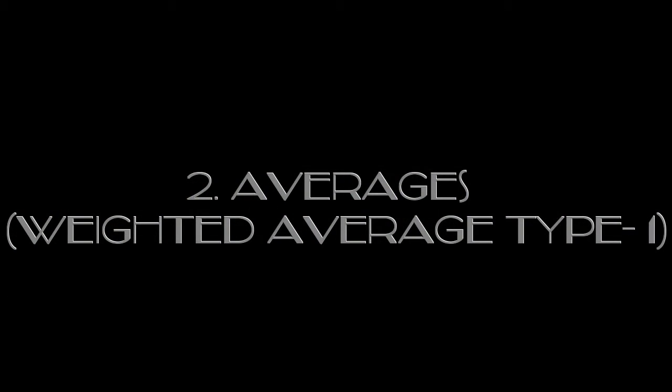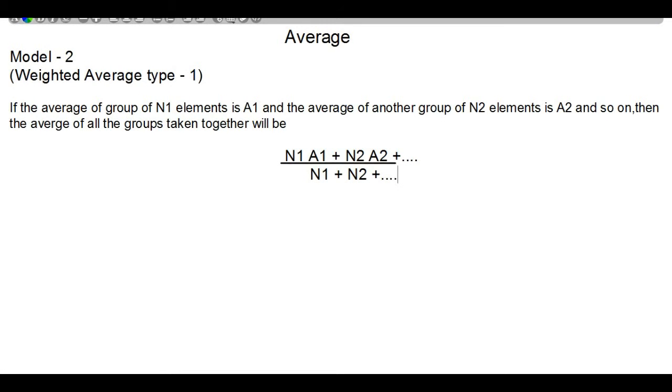Let us now understand the important concept of combined average or mixed average. The statement here is, if the average of a group of n1 elements is A1 and the average of another group of n2 elements is A2 and so on, then the average of all the groups taken together will be equal to n1A1 plus n2A2 and so on till the last product, divided by n1 plus n2 plus n3 and so on. So the idea here is, whenever two different groups are given to us, the average for both the groups together can be directly taken as n1A1 plus n2A2 divided by n1 plus n2.